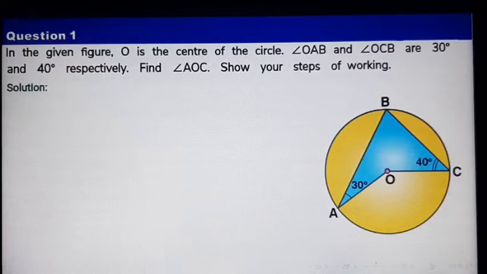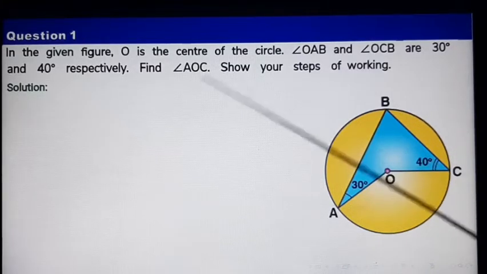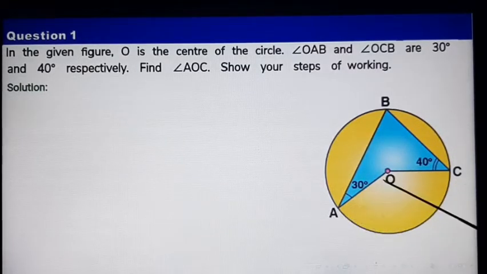Alright, so this is the diagram given to you. It is given that this is O, that is the center, and the angle OAB is given to be 30 degree and OCB is given to be 40 degree. Now you are asked to find angle AOC. So angle AOC has to be found out.